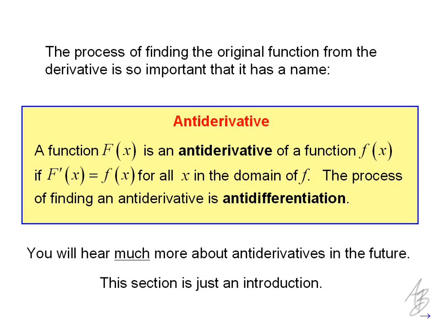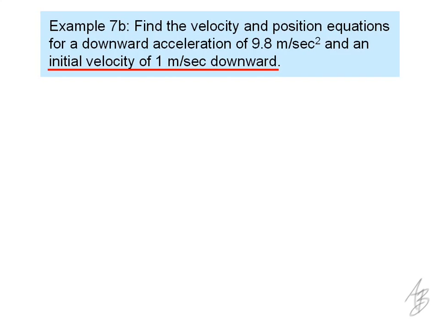All right, so let's do one more example here. This is a physics example. In fact, those of you that are taking physics, I'm guessing you've probably done some examples like this. And what we want to do is find the velocity and the position functions with these conditions. We know that the acceleration due to gravity is 9.8 meters per second squared. And so for this particular object, we know that it's going to start with an initial velocity of 1 meter per second downward.